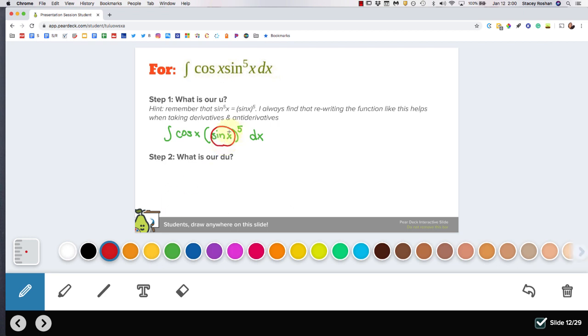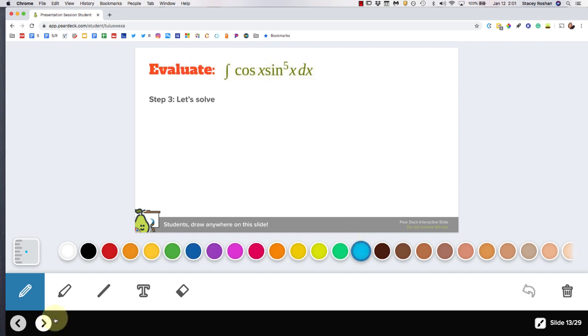And now, if our u is that sine x, then what is our du? It's going to be cosine x dx, which again is totally what we needed. Let's go to the next slide and solve this guy.